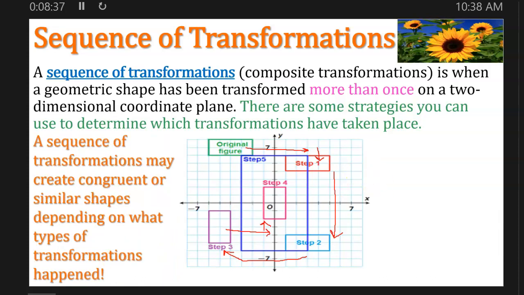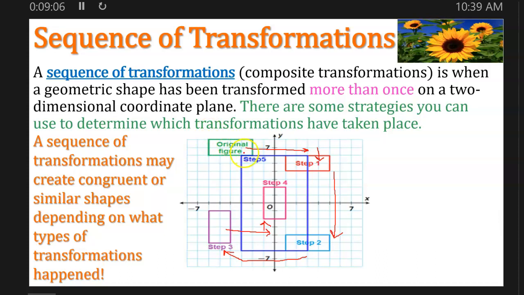A sequence of transformations may create congruent or similar shapes depending on what types of transformations happen. So what that means is, congruent shapes are always equal to one another. And if you haven't checked out that video yet, I do go into a little bit greater detail on the difference between congruent and similar in the congruent or similar geometric shapes video. So if you haven't watched that one, you may want to watch that one before doing this one.